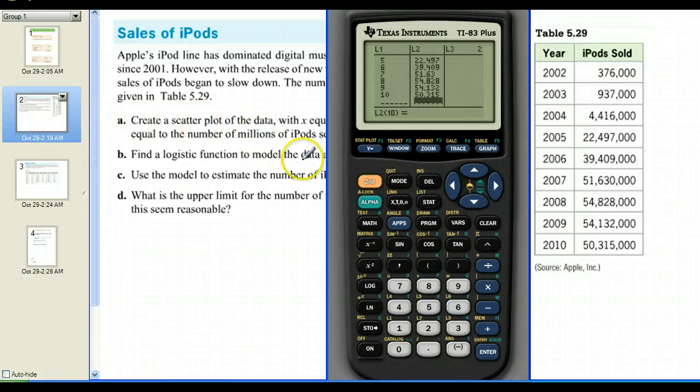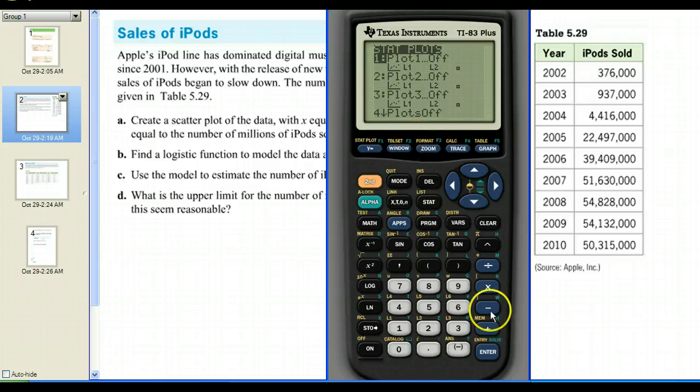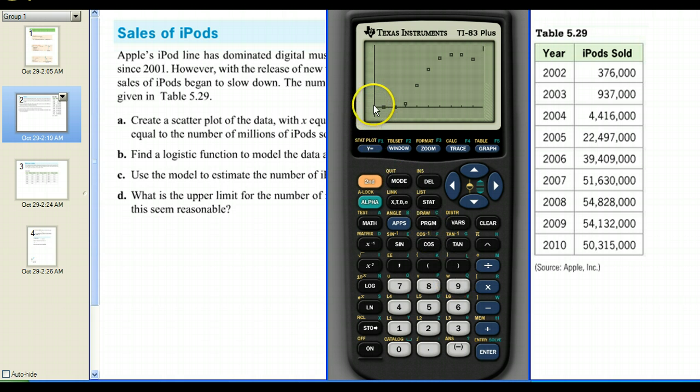Part A wants us to create a scatter plot of the data. So, second, turn your stat plot on, hit 1 here. Turn that on, and that's scatter plot. Once you've got plot 1 on, press zoom 9, and it'll make a scatter plot of your data. So there's our scatter plot. It starts off kind of flat, and then it explodes for a while, and then it kind of levels off. This one actually even comes back down a little bit.